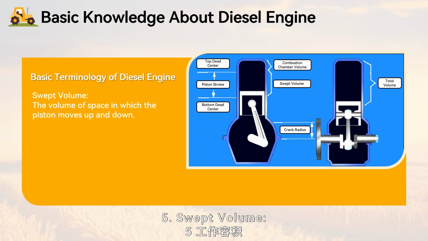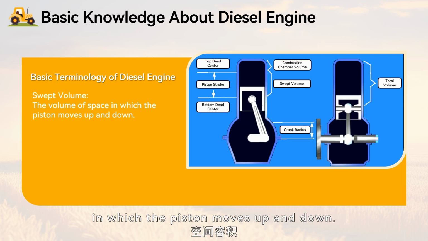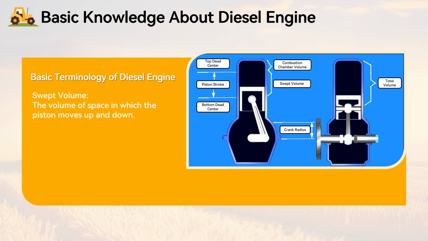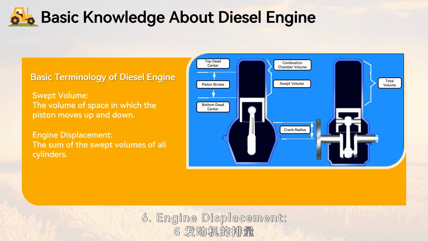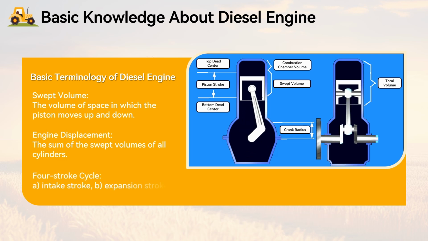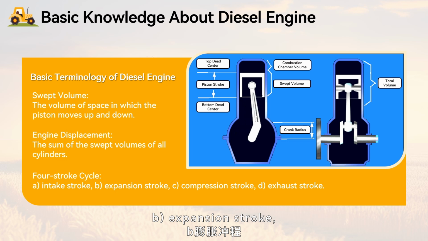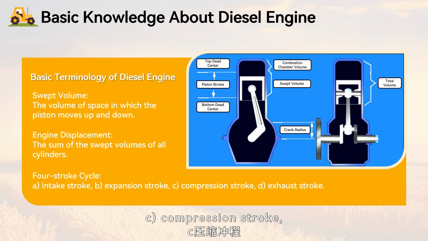5. Swept volume. The volume of space in which the piston moves up and down. 6. Engine displacement. The sum of the swept volumes of all cylinders. 7. Four-stroke cycle. A. Intake stroke. B. Compression stroke. C. Expansion stroke. D. Exhaust stroke.